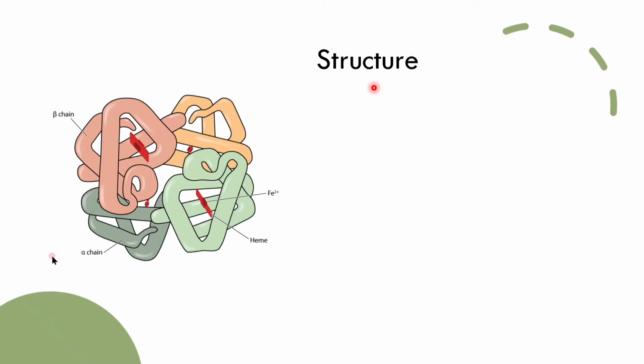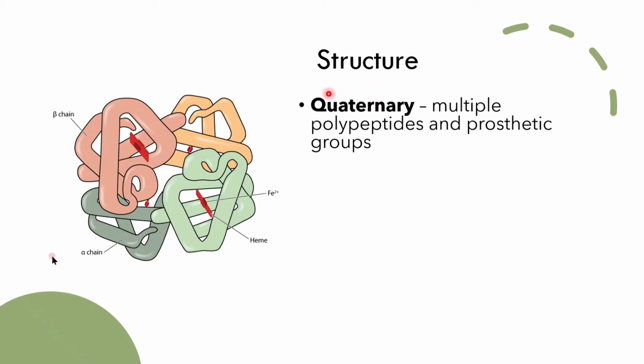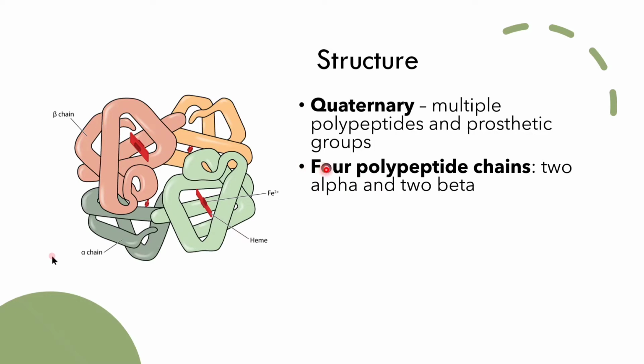So what's the structure of this protein, haemoglobin? We said that it has a quaternary structure, and this means that it has multiple polypeptides and prosthetic groups. Polypeptides are chains of amino acids, so they're protein chains, and prosthetic groups are non-amino acid, non-protein groups associated within the structure of the protein. Our haemoglobin has 4 polypeptide chains. It has 2 alpha and 2 beta chains. So it has these 4 subunits, 2 alpha and 2 beta.